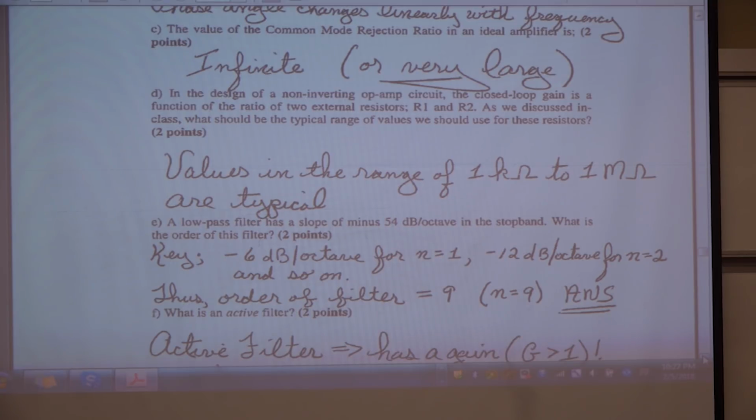A low-pass filter has a slope of minus 54 dB per octave. What's the order of the filter? The gain goes down 6 dB per octave as the order goes up. So it's minus 6, minus 12, minus 18, minus 24. Here, the filter is order 9.